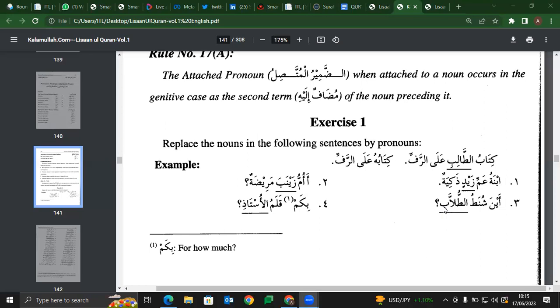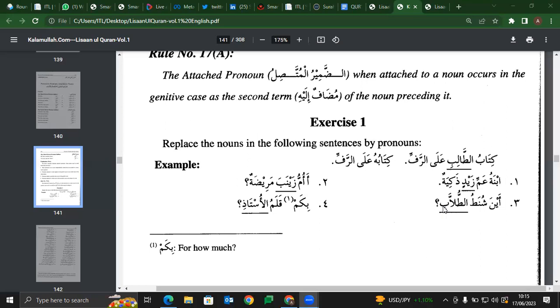Okay, let's get back to the three main categories that we saw of dhamir. We saw first ghaib, and then hadir, and then mutakallim.